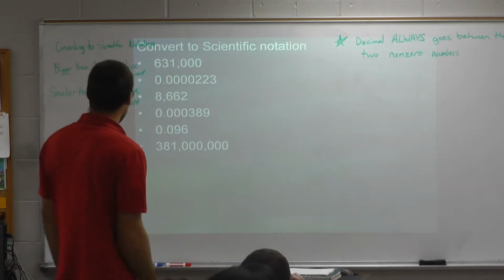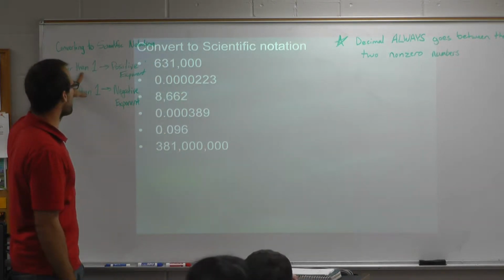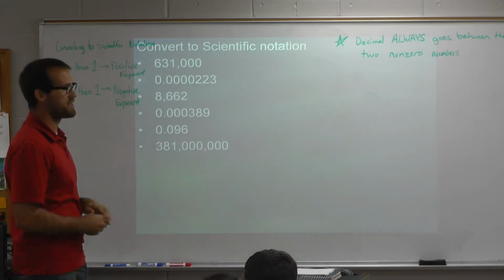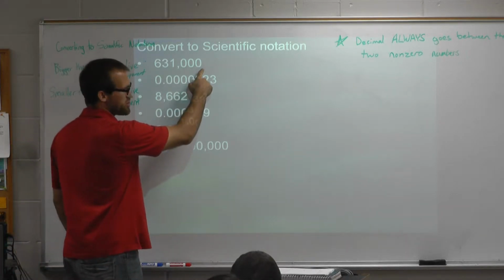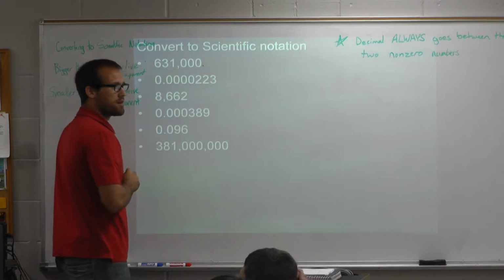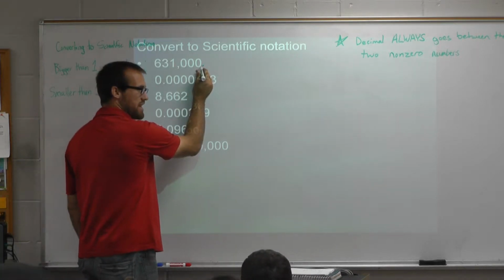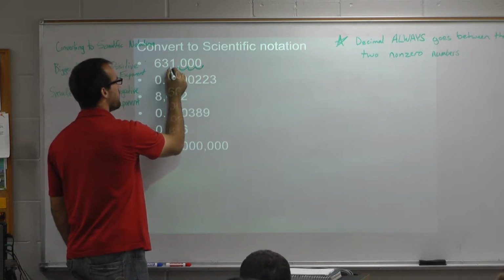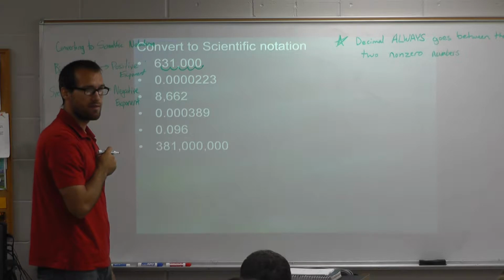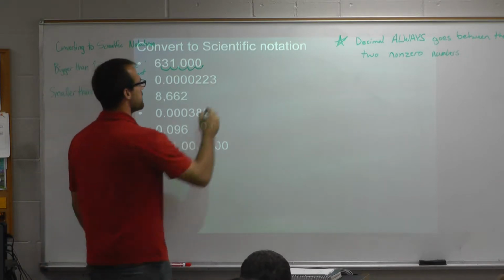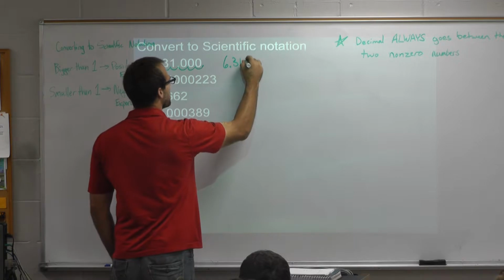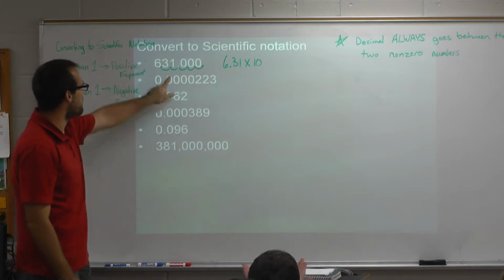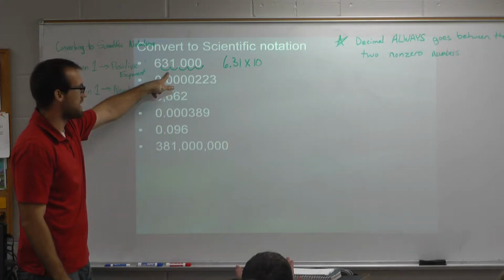Now, here's how this works. If the number's bigger than 1, you move the decimal, and the exponent's going to be positive. Where's the decimal here? Right there. You're going to move the decimal and count how many spots. 1, 2, 3, 4, 5. Is it between the first two whole numbers now? Yeah. 6.31 times 10 to the, how many spots did we move it? 5. Is this number greater or less than 1? So what's the exponent, positive or negative?